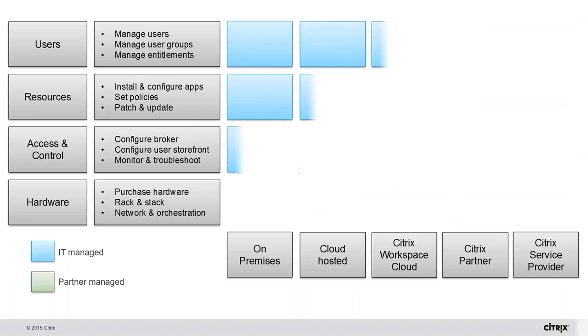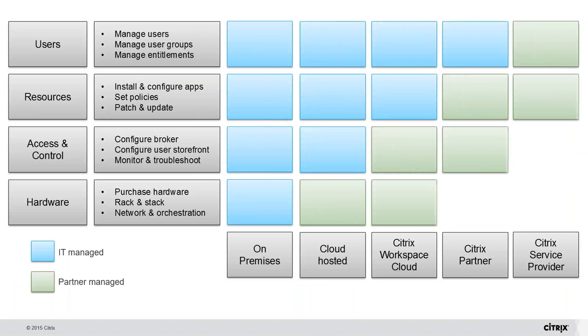So it essentially comes down to looking at all these different layers and all the different requirements and tasks that you have to do, and figuring out which of these you want to do. Once you figure out what you want to manage, what your IT team should be responsible for, that shows you which path you should go down. Should you be cloud hosted, Workspace Cloud, on-premises, or Citrix service provider? And that helps guide you into the right approach for your organization.